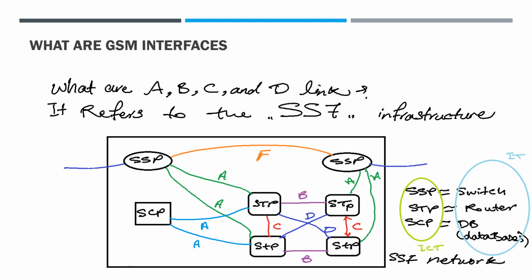What are A, B, C, and D link? They refer to the SS7 infrastructure, and if we want to compare these nodes to the IT network, we can use switch instead of SSP, router instead of STP, and DB instead of SCP. So in this picture, we have three kinds of nodes. SSP, that we can say two switches. For STPs, that means for routers, to sending messages that are related to the interfaces B, A, and D, and C, and one DB SCP that can play a role as a database in SS7 network. So we can discuss about these links moreover in next slide.